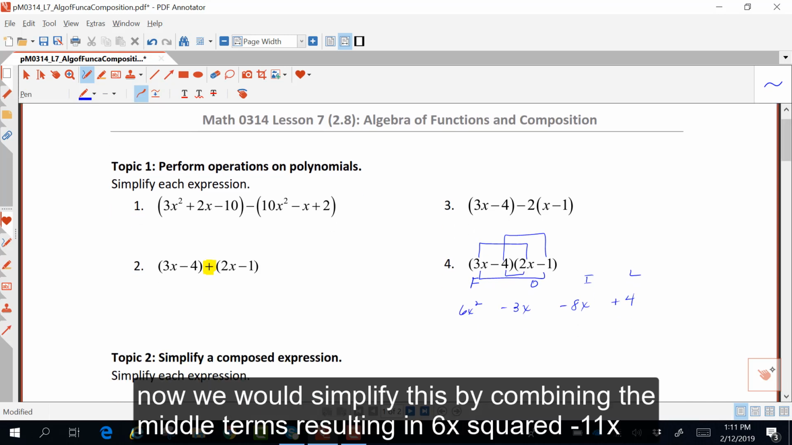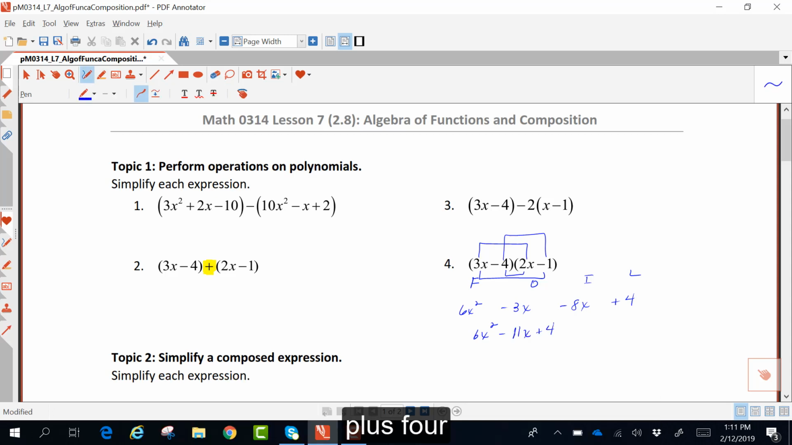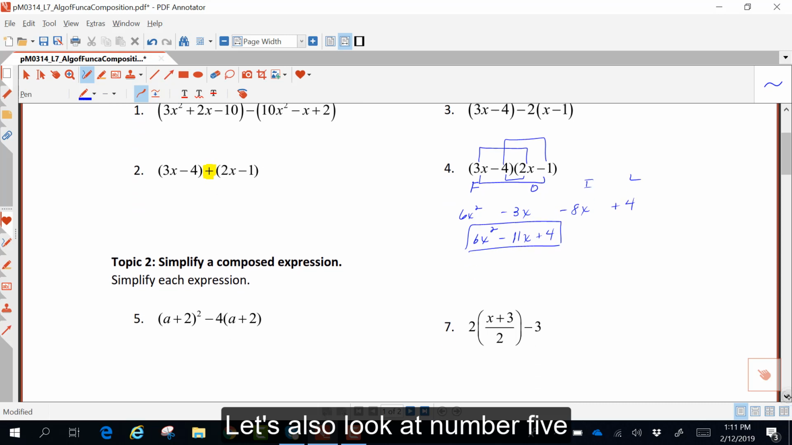Now we would simplify this by combining the middle terms, resulting in 6x squared minus 11x plus 4. Let's also look at number 5.